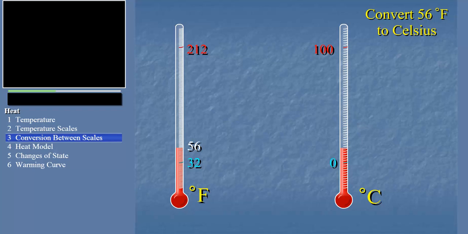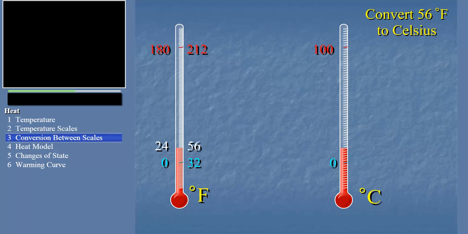First, the offset. What would 56 degrees Fahrenheit be if the freezing point of water on the Fahrenheit scale were at 0 instead of 32? Well, that would be like sliding the scale down by 32 degrees, right? Let's do that. 56 degrees Fahrenheit is really only 24 degrees Fahrenheit above the freezing point of water. Okay, that takes care of the first step.